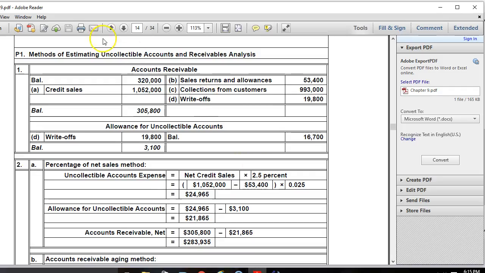You should have our beginning balance of accounts receivable was a debit of $320,000. We added to it credit sales of $1,052,000. And then if we subtract from that total our sales returns and allowances of $53,400, our collections from customers of $993,000, and our write-offs of $19,800, we should end with a debit balance of $305,800 in accounts receivable. And then with our allowance for uncollectibles, we started with a credit balance of $16,700. We wrote off $19,800. This leaves us with a debit balance of $3,100. Okay? So that's the starting point of what we're going to do for the next piece.